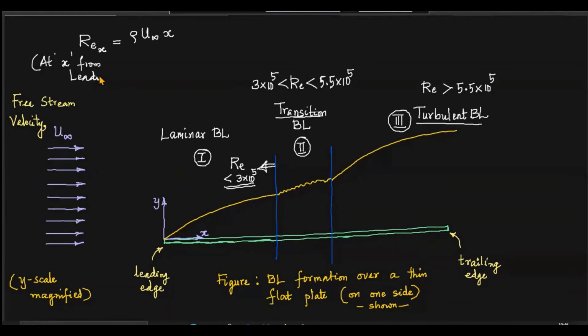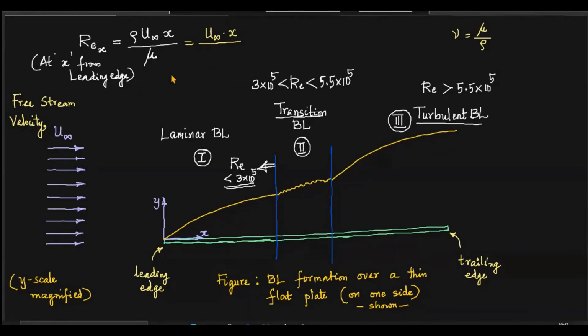Okay, so please listen to me carefully. At x from the leading edge, it is rho u infinity into x divided by mu. Mu is the dynamic viscosity. U infinity will be much simpler: u infinity into x, where you want to find the Reynolds number, divided by this rho by mu.